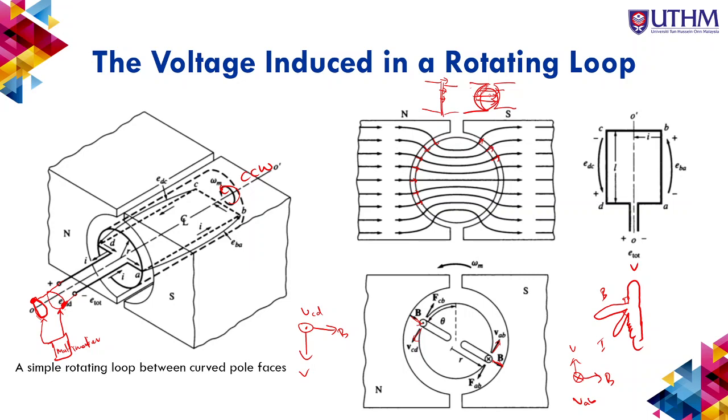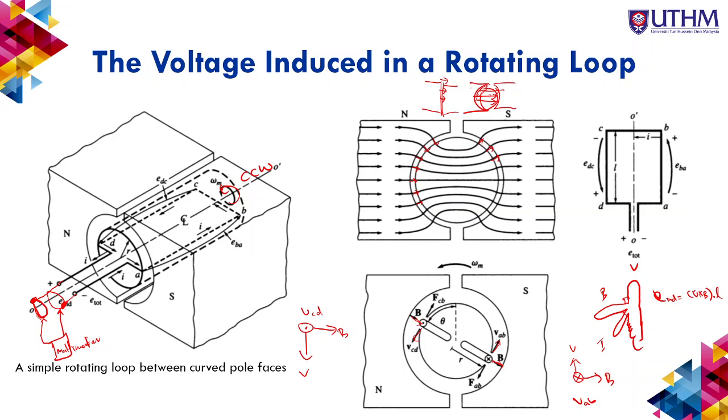Otherwise, we can use the formula. The formula is E induced is equal to V cross B times the length. Or we can also use the right hand rule. It's like this, like the current flow.